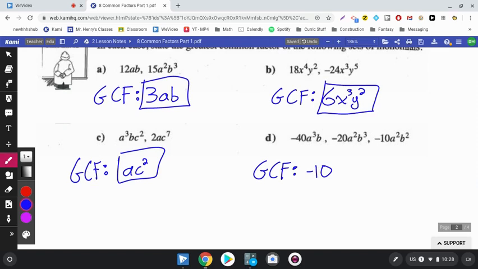Okay, in terms of a's, I've got a cubed, a squared, a squared. Well, all of them at least contain the a squared, so I could factor that out. I could divide that out. I could remove that out. And all of them contain at least a b. So there you go, negative 10 a squared b. And that's finding the GCF.